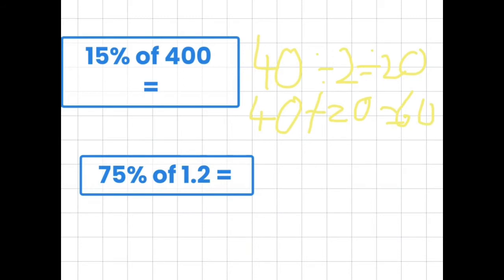For 75% of 1.2, 75% equals 3/4. So you need to divide 1.2 by 4, which equals 0.3, because it's like 12 divided by 4, which is 3, but you need to move it one space to the right. And then, since it's 3/4, you need to do 0.3 times 3 to make 0.9.